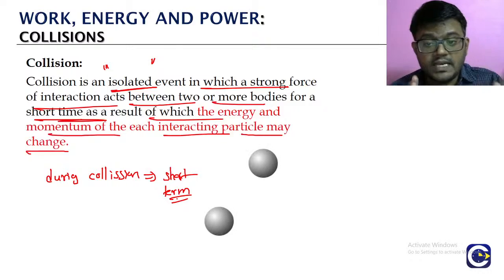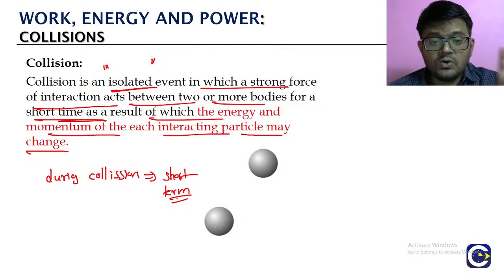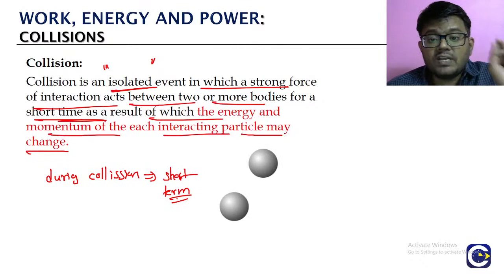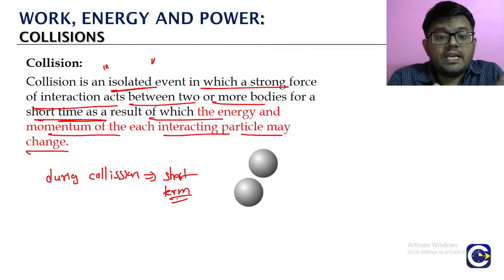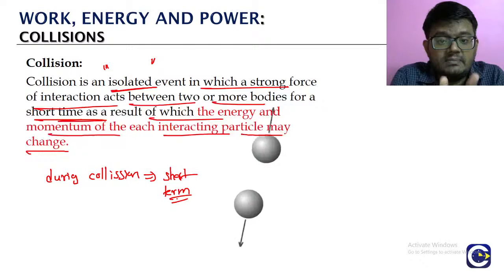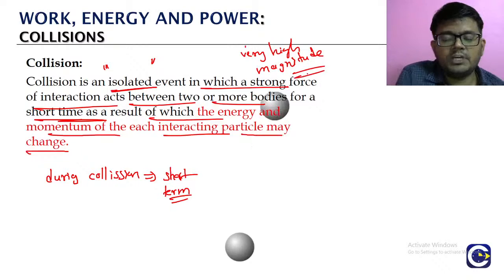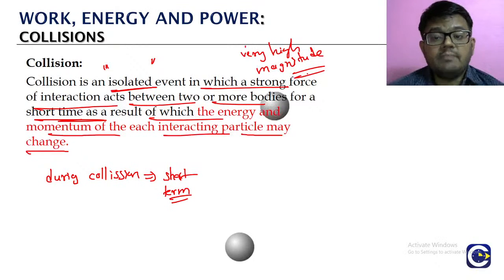Okay, so what are the important points here? One, an isolated event, as we said. Second, we talked about a strong interaction force which operates for a short time. In the collision, for a short time there is a strong force. What is it? A force of very high magnitude. That interaction force is going to be a force of very high magnitude.